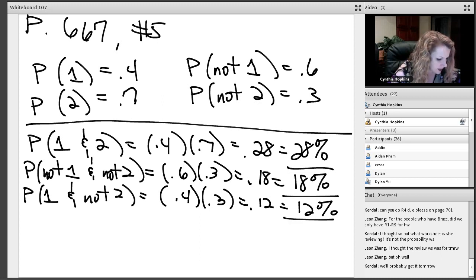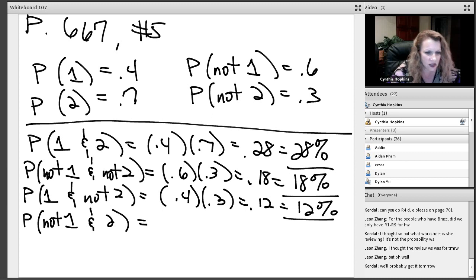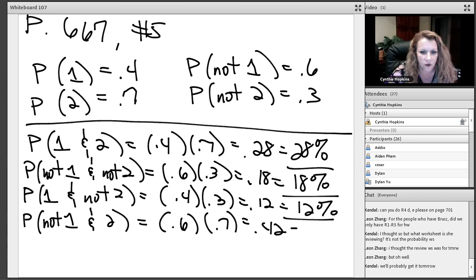Okay, D, the second but not the first. I'm actually going to do it in this order: P of not 1 and yes for 2. I just want to stick to the order of 1 and then 2, even though they said getting stopped at the second but not the first. So I'm switching the order. Not the first is 0.6, and yes at the second is 0.7. So 0.42 or 42%. That's the answer to part D.